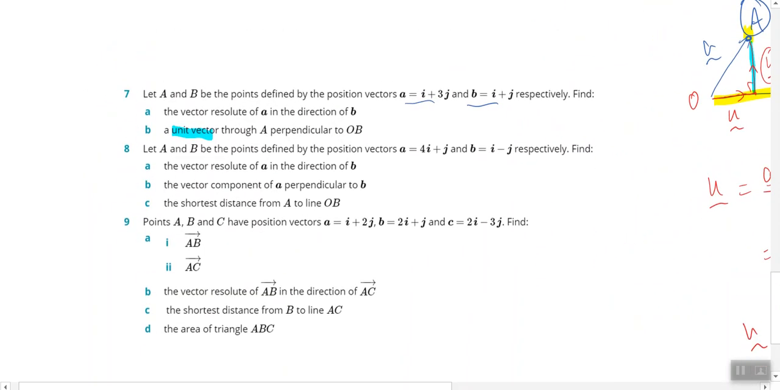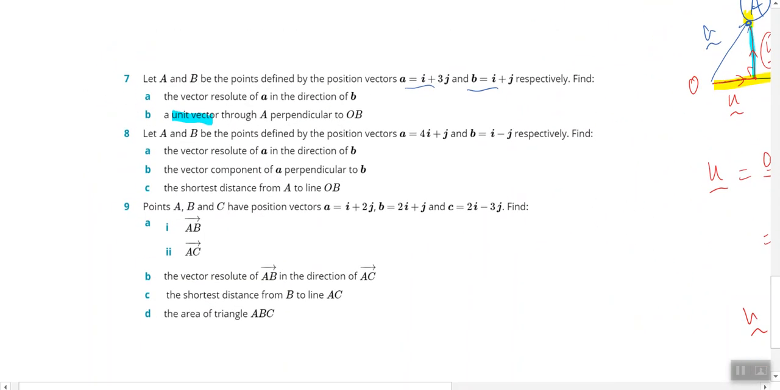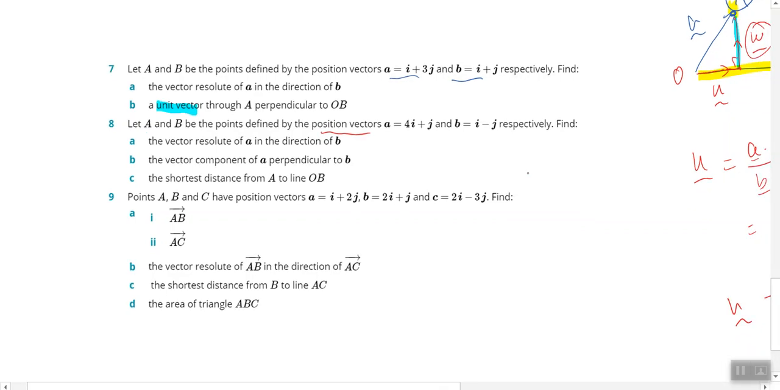Question 8. Let A and B be points defined as position vectors again, so it starts at 0. Find the vector resolute of A onto B, and the component of A perpendicular to B. Okay, so vector resolute of A in the direction of B, and the vector component of A perpendicular to B. So it's a similar question, well, almost the same question.